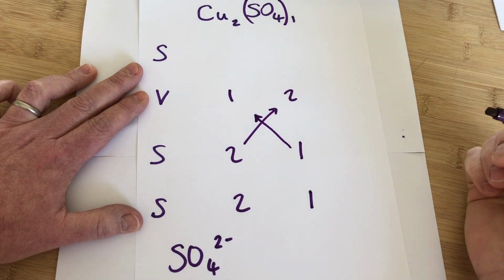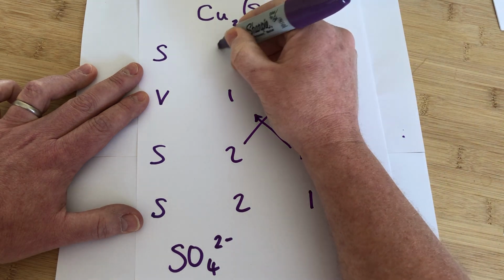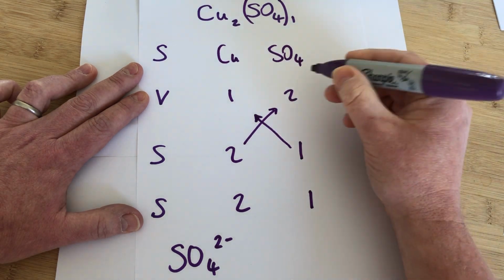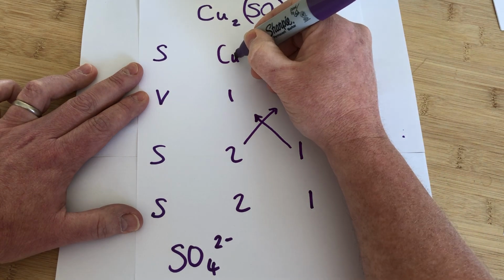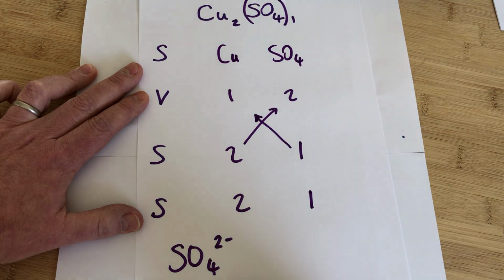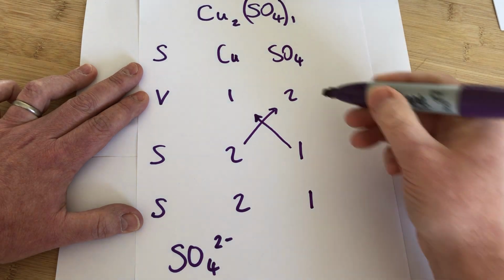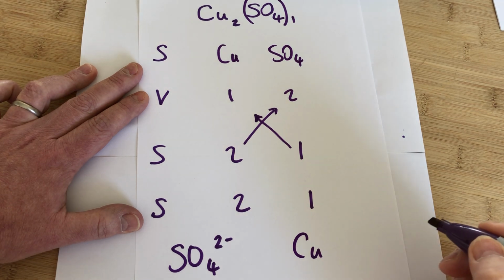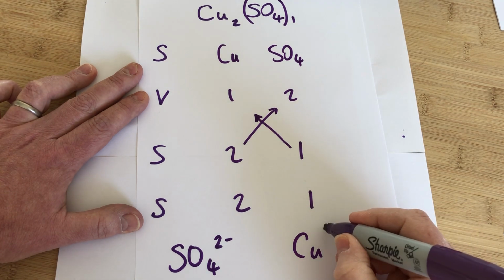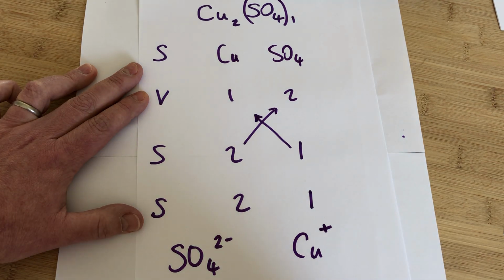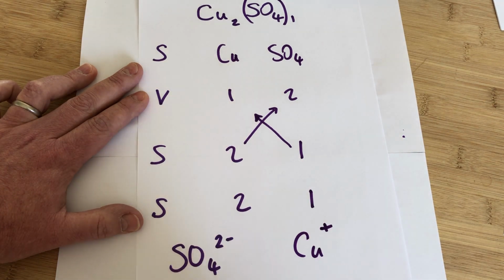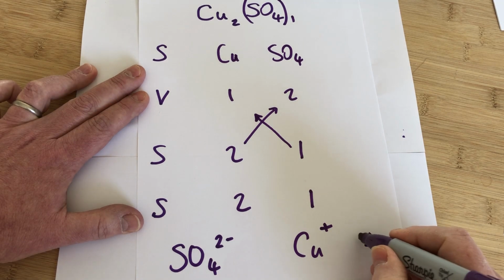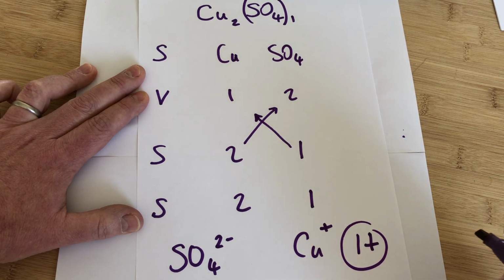Swap them over, just like before. This copper and this sulfate have a valency of 2 for the sulfate. Well, we knew that already. Sulfate here is 2 negative charge, so its valency is 2. But copper is valency 1. Copper's a metal. Metals always form positive ions, so we have copper 1 positive, because it is valency 1. So the charge is positive 1.